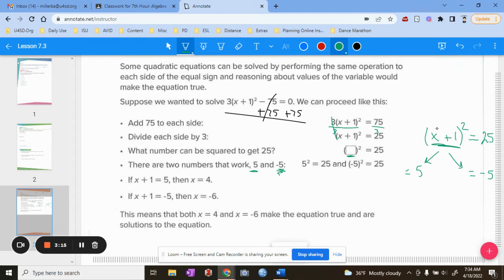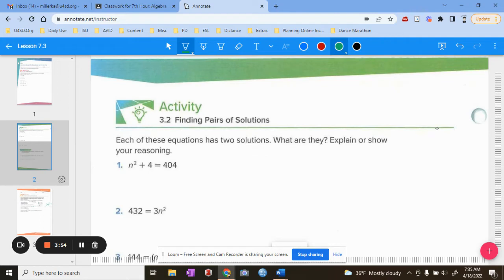If x plus 1 equals positive 5, then x equals 4, because 4 plus 1 is 5. However, if x plus 1 equals negative 5, then x equals negative 6, because negative 6 plus 1 is negative 5. So both of these values, x equals 4 and x equals negative 6, make our equation true and are thus the solutions to our equation. All right, let's go back to the example.